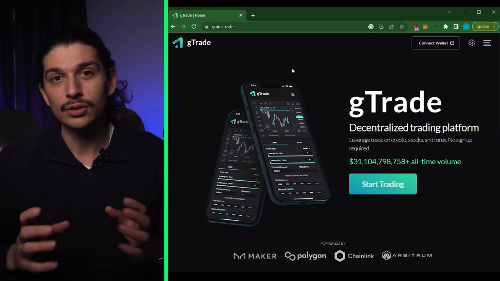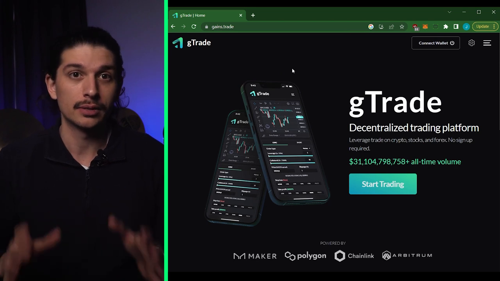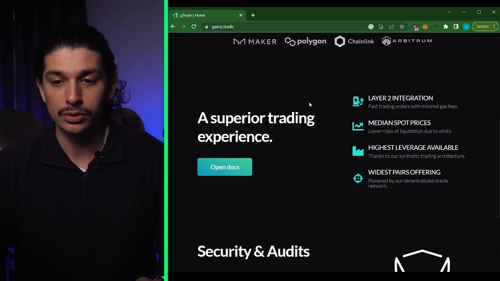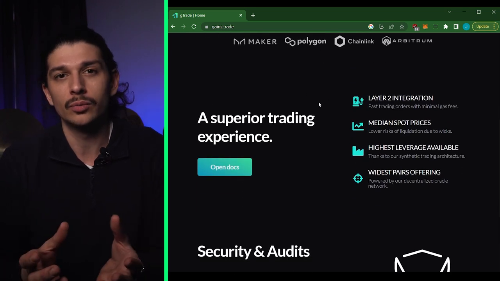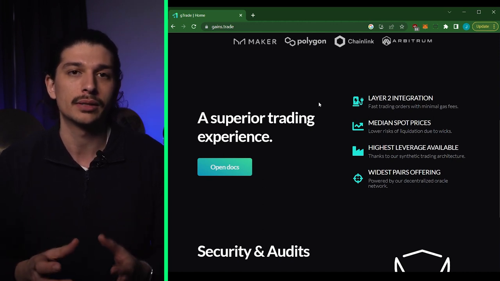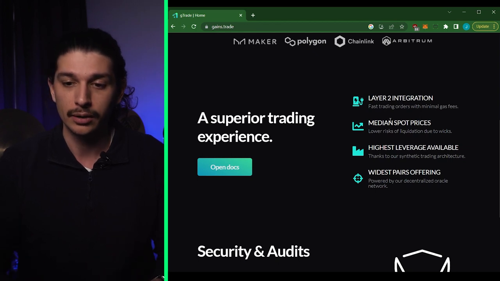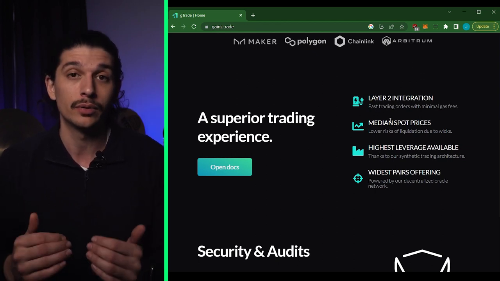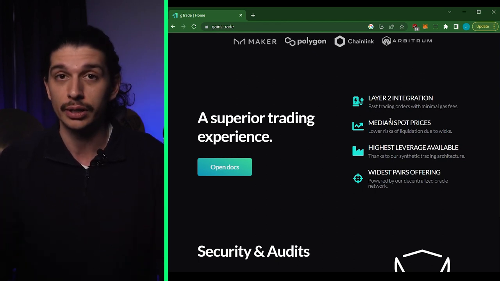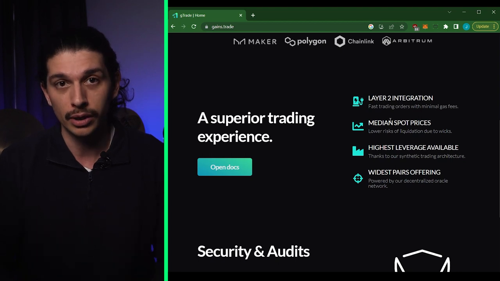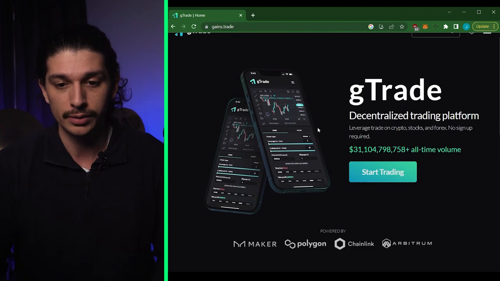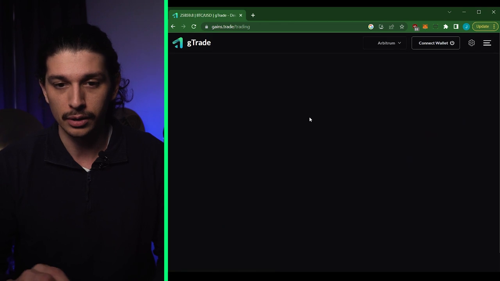So let's go to gains.trade/trading to get started. And as soon as we scroll down, we notice that what they're really all about here is optimizing the trading experience. They're talking about making it faster and cheaper. And there's also a mention of mitigating some of the risks associated with leverage trading. And that's something we'll get back to right after we start placing some trades. So I'll scroll back up and I'll click on the Start Trading button.